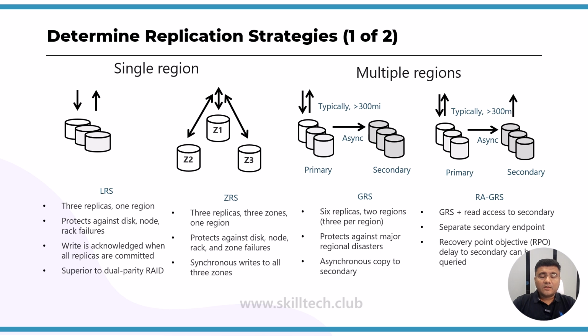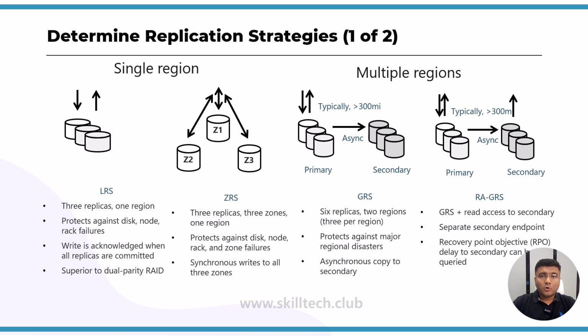We have single region replications, where we have LRS and ZRS. In this case, whatever data you put in, you are going to get multiple replicas of your data, so that if one copy is not accessible, you can use other copies. LRS is going to create 3 replicas of your data in one single region. That's why it can help you protect against disk failure, node failure, or rack failure kinds of issues.